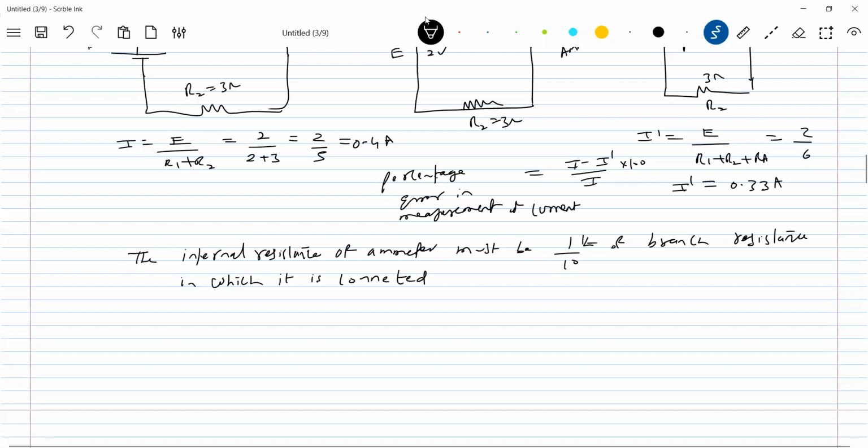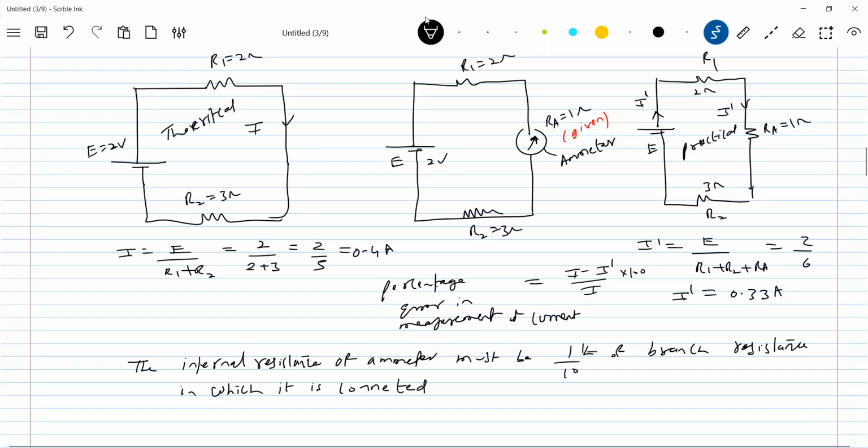And how do we have to connect the ammeter? It should be connected in series. Are you seeing that one? I want to measure current in this branch, so I should connect that ammeter in series in that branch. So what should I do? I should cut this wire, then connect the ammeter across that wire.